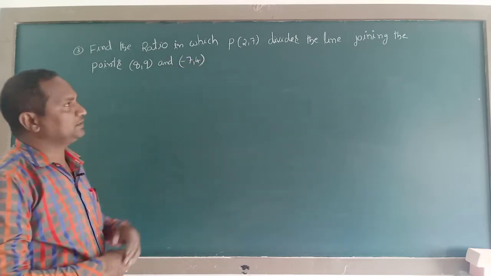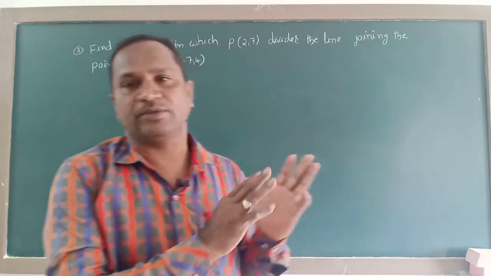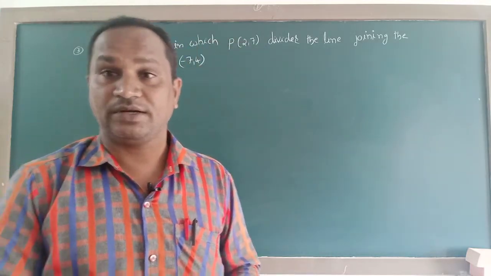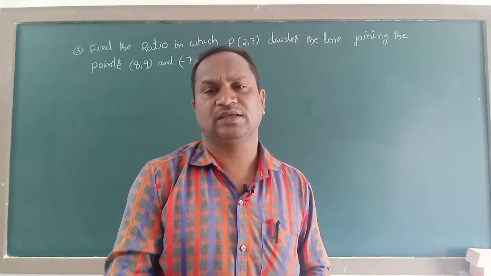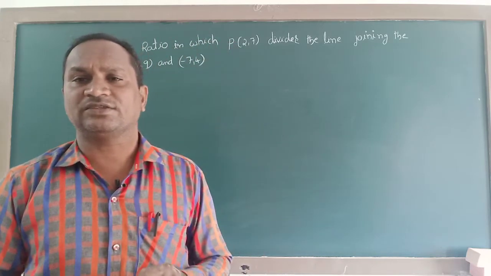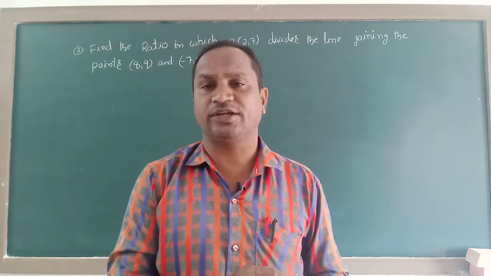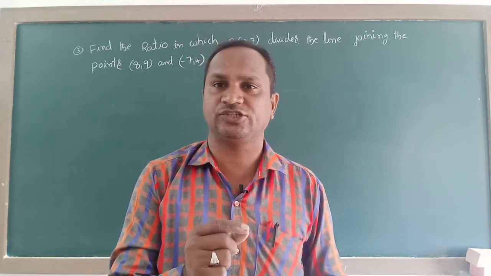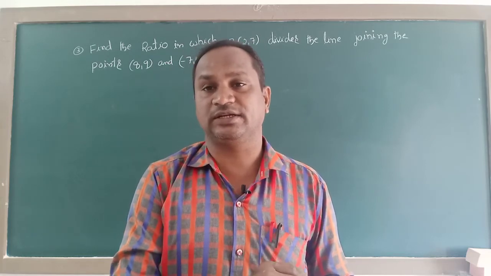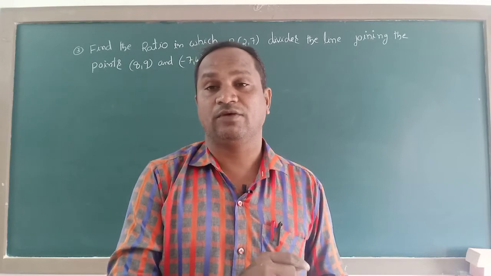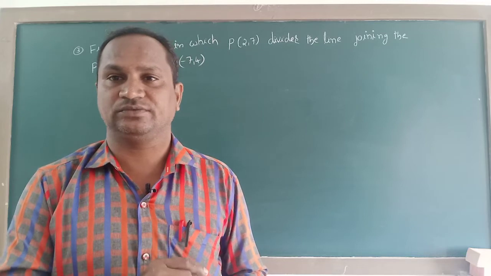Here they gave the division point and the line segment joining two points, but we have to find the ratio, whether it is internal or external. Very simple: if the ratio comes out positive, we call it an internal ratio. If we get a negative ratio, we call it an external ratio.